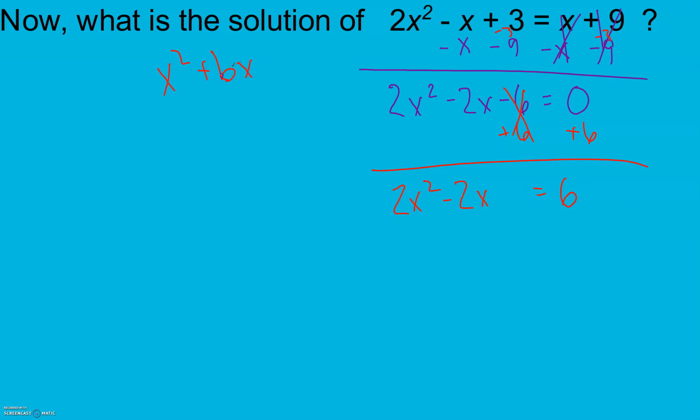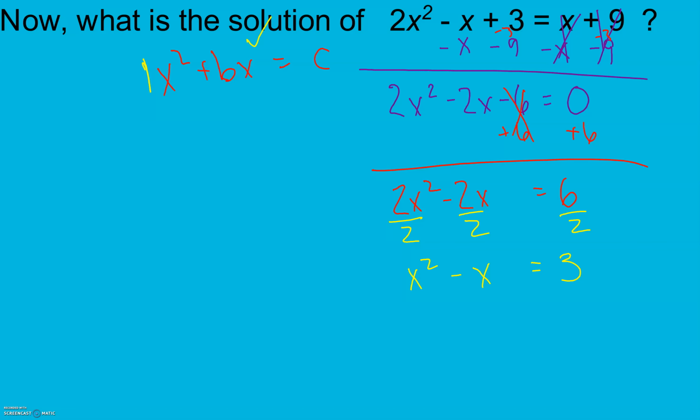So I have my ax squared plus bx equals c. But my problem here is that I want just one x squared, and I have 2. So now I need to get rid of my 2 by dividing, and we do that to every term. x squared minus x equals 3. Matches my format.